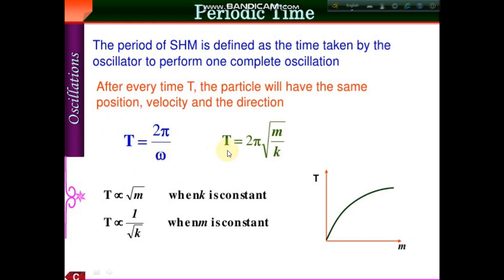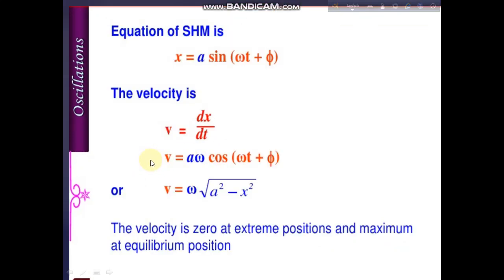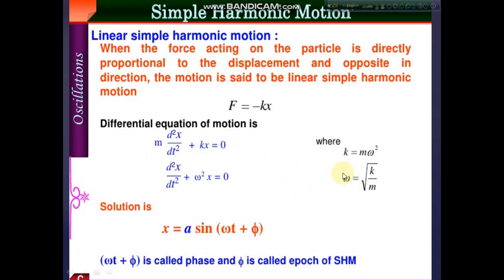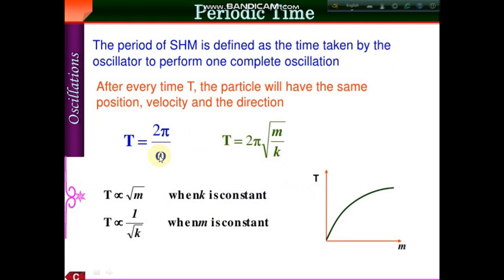By putting the value of omega from the previous slide, omega equals root over k by m, we get T equals 2 pi root over m by k. From this equation we can write that T is proportional to root m when k is constant, and T is proportional to root over 1 by k when m is constant.